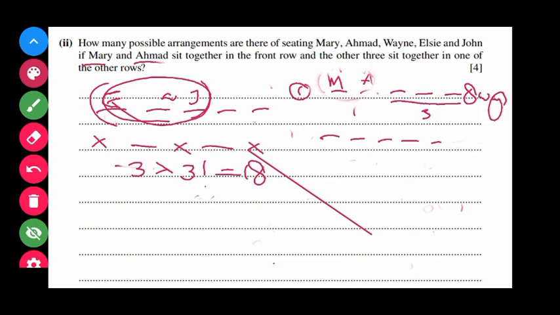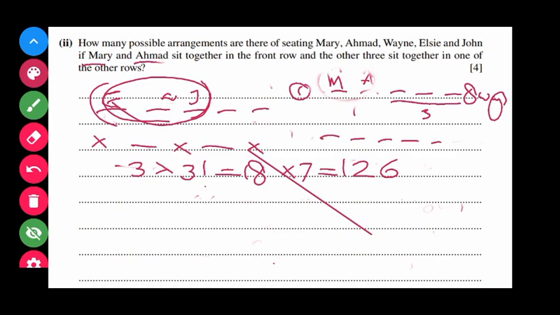Like this, second to 8 rows we count, there are 7 rows. So the total arrangement done by Wayne, Elsie and John in other rows is 18 into 7. What is 18 into 7? 126.